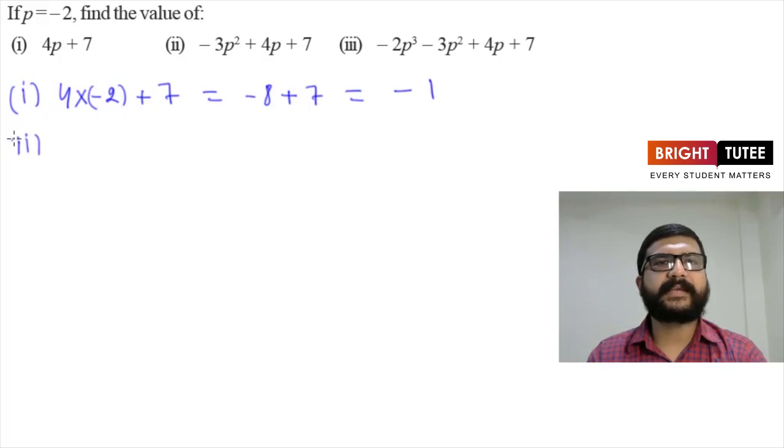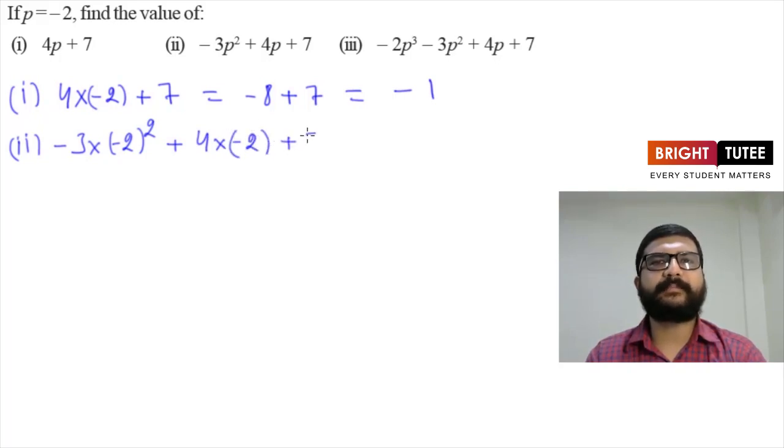Now let's do for the second expression. Again we will put p equal to minus 2 here. So we will get minus 3 into p square means minus 2 square, plus 4 into p, that is 4 into minus 2 because value of p is minus 2, and then plus 7. So here this is basically 4p plus 7 and here also we had 4p plus 7 and we know value of 4p plus 7 is minus 1. So what we can do, we can directly put this as minus 1.